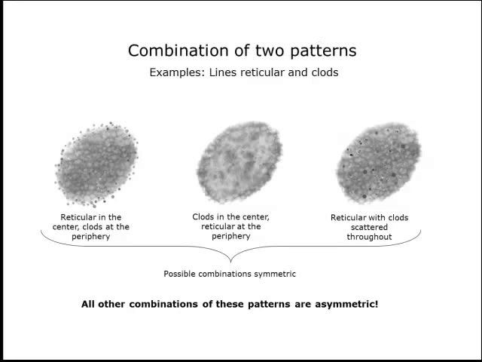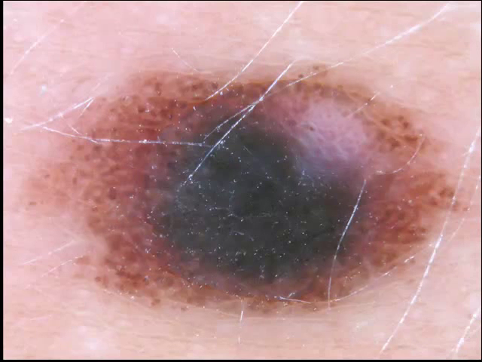But of course there are lesions with multiple patterns, and the multiple patterns can be combined in a symmetric fashion or in an asymmetric fashion. If they are combined in an asymmetric fashion, we call it chaotic. Let's view an example. This lesion here has two patterns, clots at the periphery and structureless in the center, but the two patterns are combined symmetrically, there is no chaos.